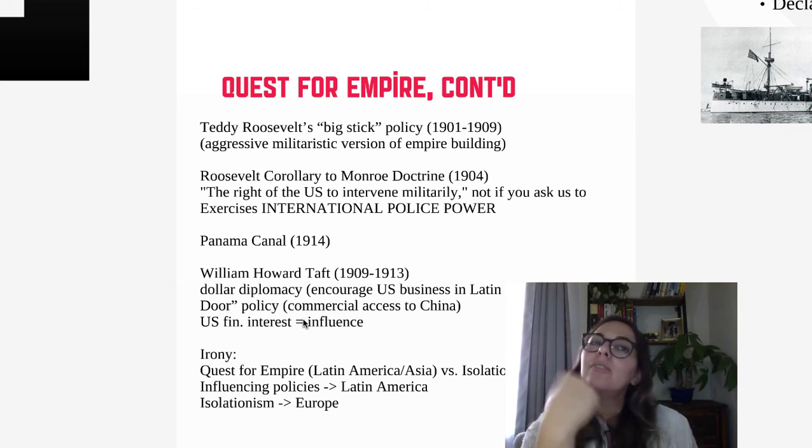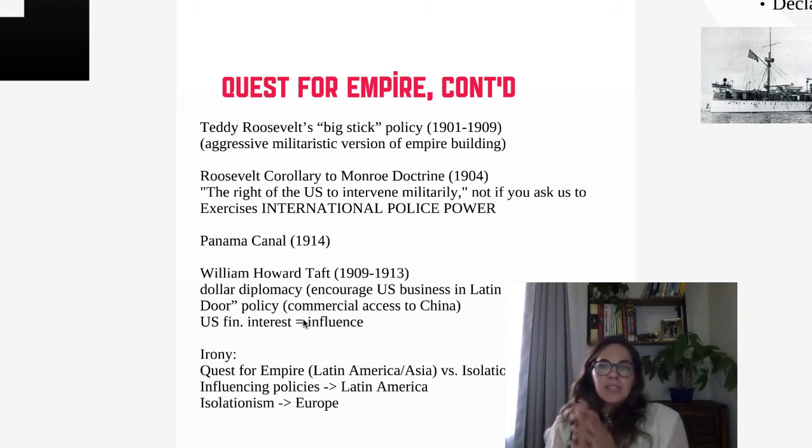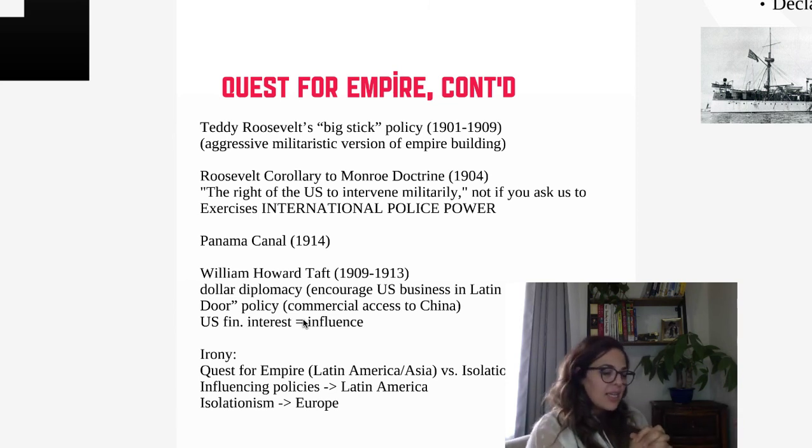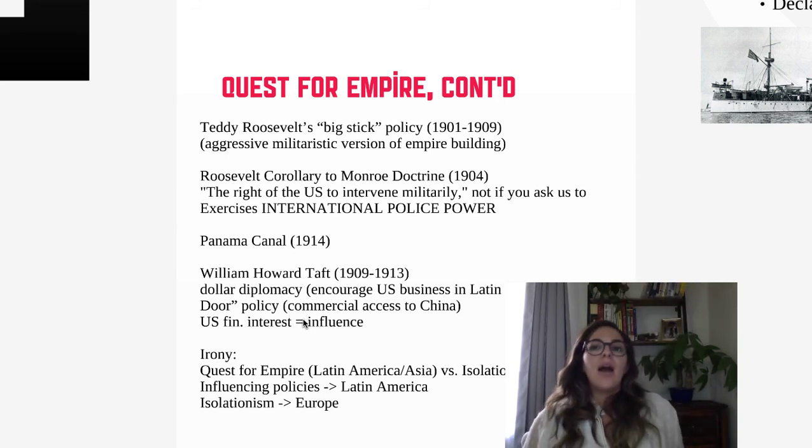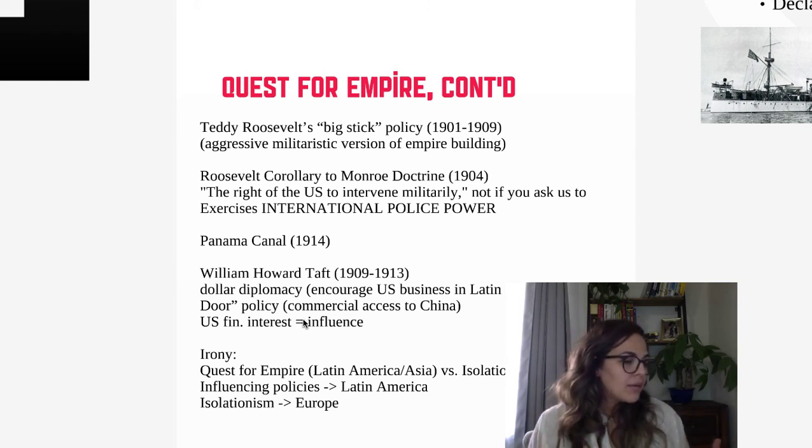Let's move on to the next president. Teddy Roosevelt decides not to run for a third time in 1908, and he chooses Taft as his successor, okay? Now, William Howard Taft and him were really good friends. Taft is somebody that Roosevelt prepared and handpicked to replace him with the Republican Party to be the next president of the United States. But Taft is going to do things a little bit differently.